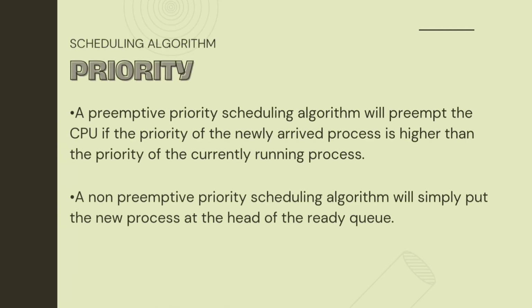A preemptive priority scheduling algorithm will preempt the CPU if the priority of the newly arrived process is higher than the priority of the currently running process. A non-preemptive priority scheduling algorithm will simply put the new process at the head of the ready queue.